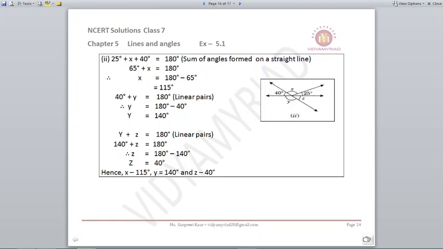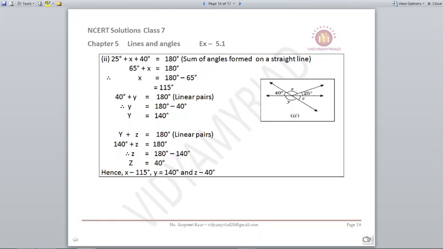Now if you see 40 plus y, that is forming a straight line and they are forming a linear pair. So 180 minus 40 gives you 140 degrees. Now you have x as 115, you have y as 140, you are left with z. If you look at z, it is totally opposite 40 degrees. Exact angle is coming as z, that is also 40 degrees.